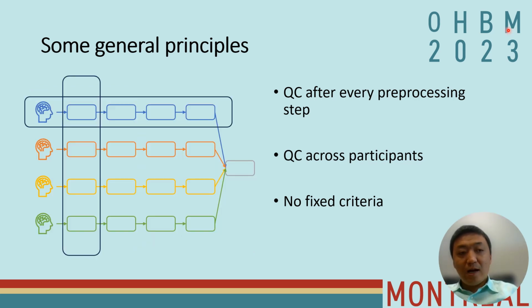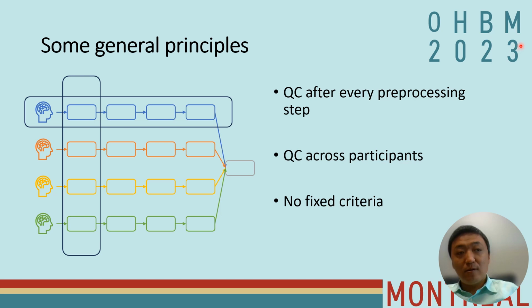Second, there are in general two ways to process the data. One is that within each subject, we perform every step of the preprocessing sequentially, and then we perform group level analysis across subjects. Another way is that for each of the steps, we perform it across subjects. I feel that the latter one is better for the purpose of quality control, because we need to check the output across subjects after each of the steps.